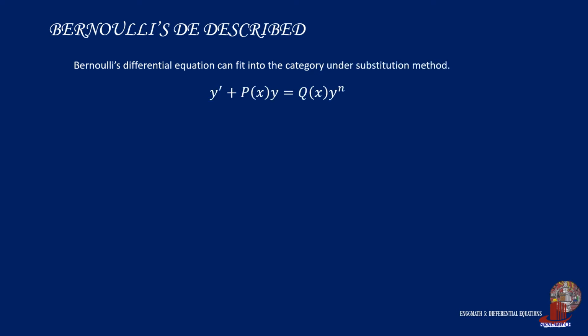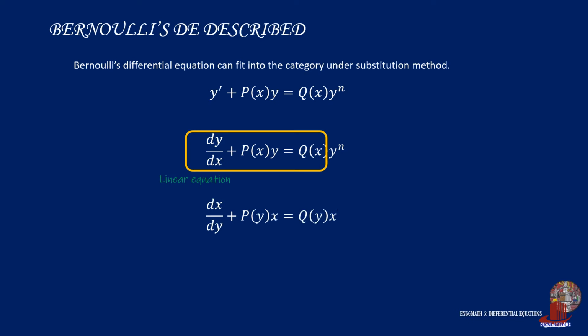Bernoulli's differential equation has a pattern which is very similar with linear DE. The standard form will have three terms, the first being the derivative, the second term has a function p of x multiplied by y, and these two terms are equated with the function q of x multiplied by y raised in a certain power. The standard form is simplified as a linear equation with y raised to an exponent. The same pattern is observed even with dx all over dy.